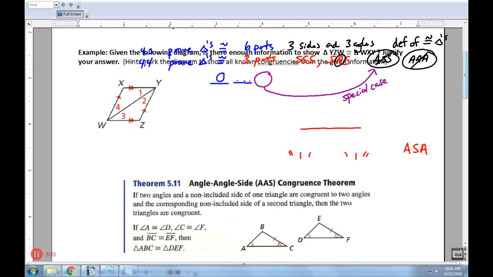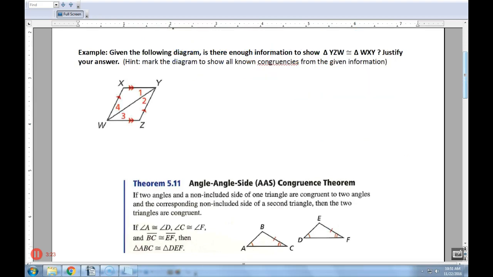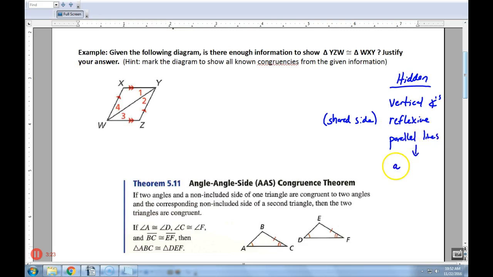And remember, you're always looking for a few hidden things as well. You're always looking for some things that I've been referring to as hidden in the diagram. Vertical angles, you always have to keep an eye out for vertical angles. Sometimes that gives you 2 freebies. The reflexive property, which is when you have a shared side. And then also you got to look for parallel lines, because when you have parallel lines, that usually leads you to alternate interior angles. So those are some things to keep your eyes out for.